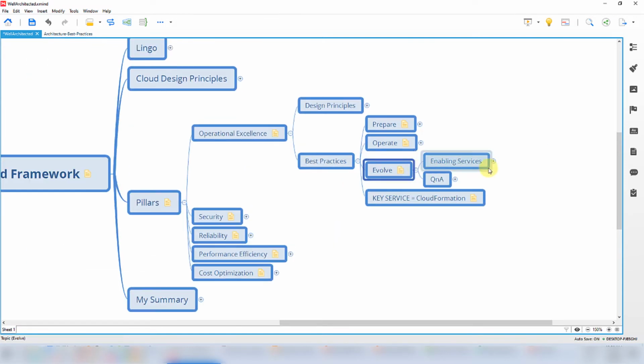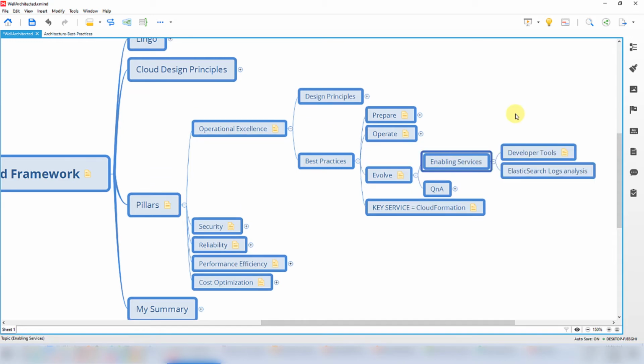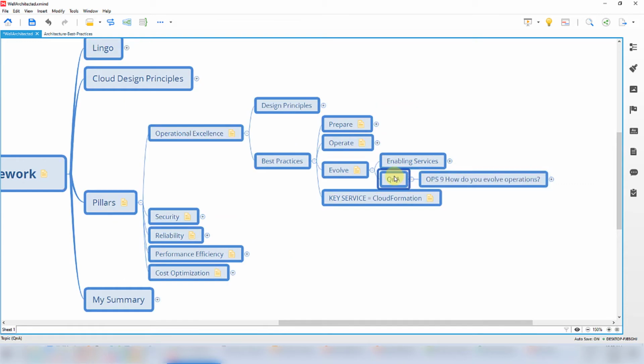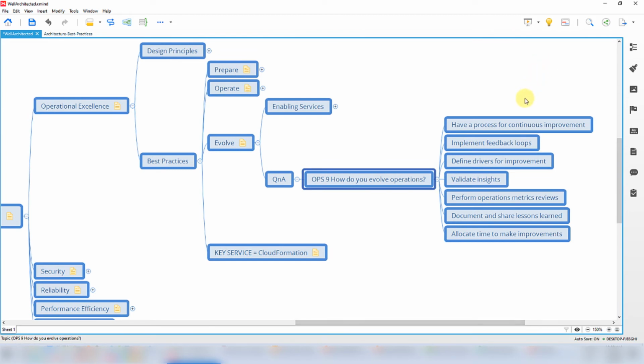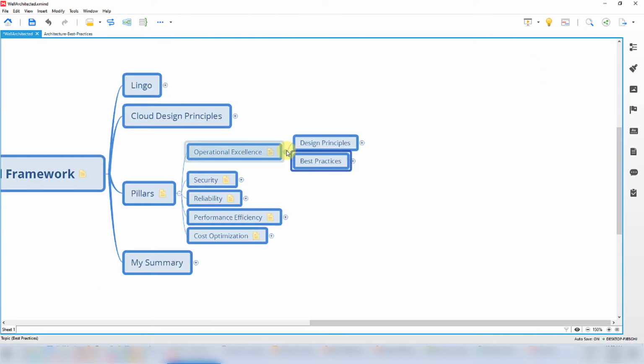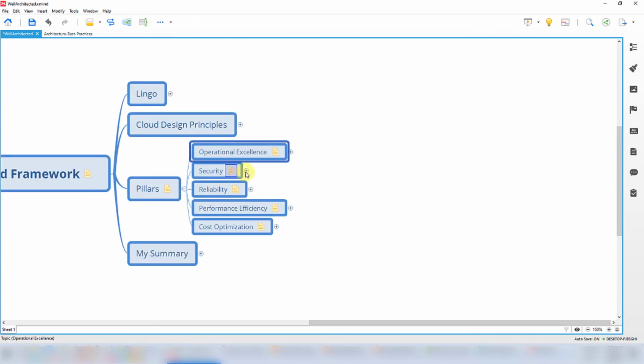Let's look at the evolve category. The key enabling tools for this category are developer tools, which help continuously build, test, and deploy, and Elasticsearch for logs analysis. The question that drives best practices for the evolve category is just one: how do you evolve operations? This completes the review of the operational excellence pillar. Let's move to the next pillar.